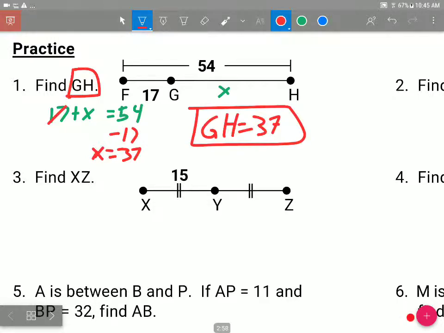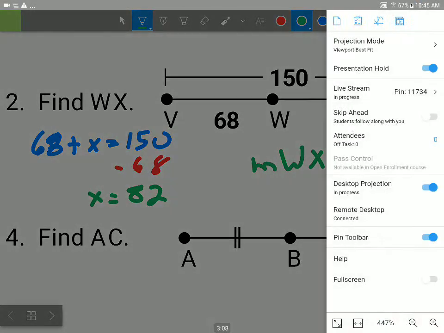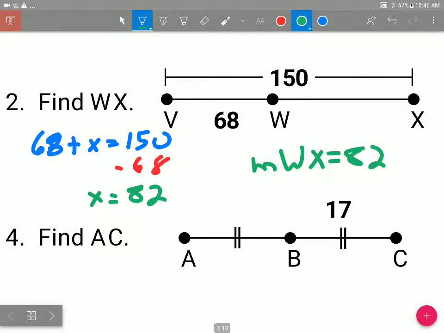All right, so take a second, do number 2. Take 10 seconds, do number 2. Still working for a second. All right, what'd you get for WX? Good. And I know I wrote it differently this time, so remember you can write either the measure of WX, or you could say W to X with a little line over it. Those are the two different ways that we can notate it. I really don't care which, but that's what we're looking for.